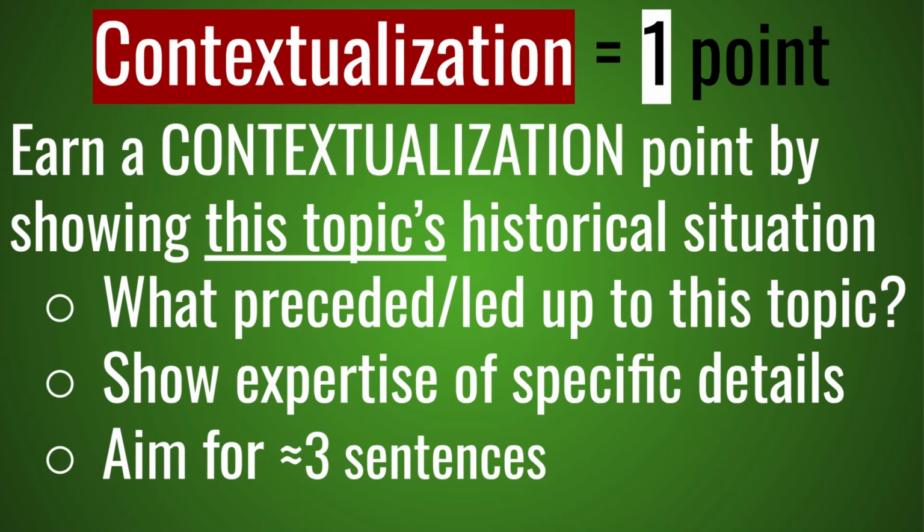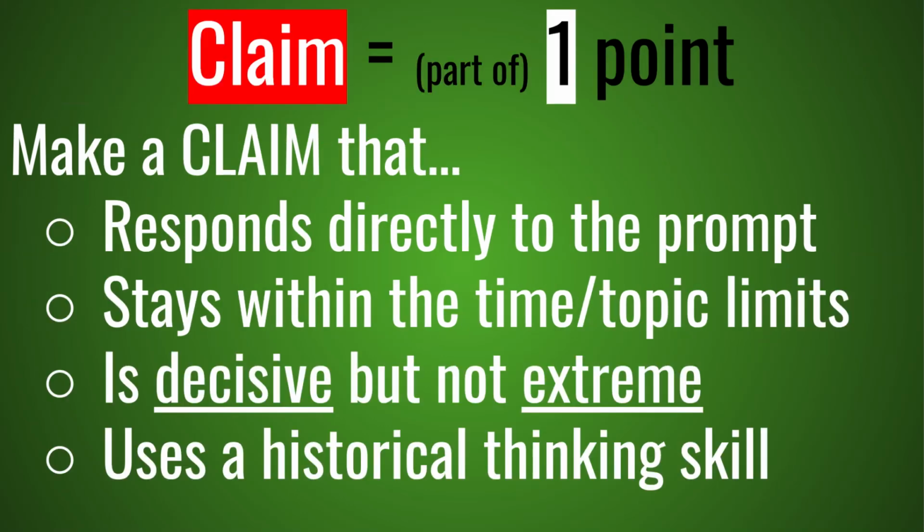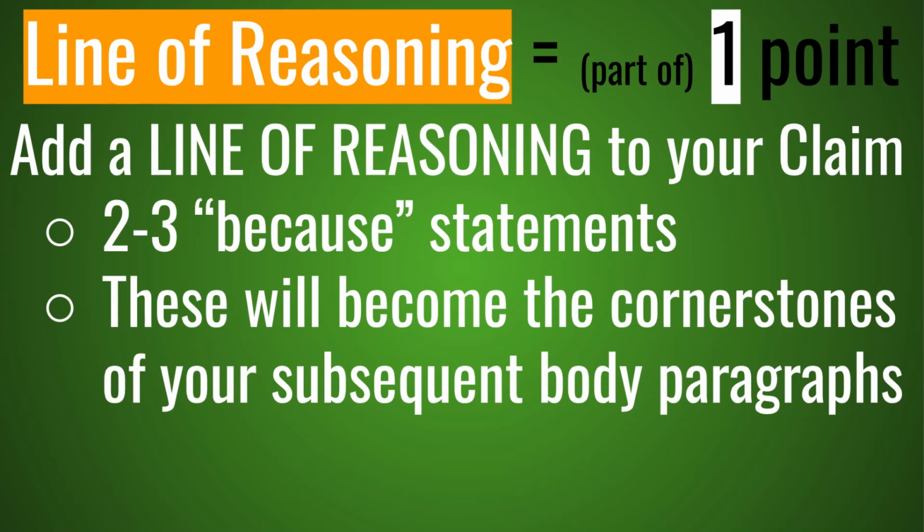Again, don't just say that kings were being aggressive. That doesn't say anything. Give it what kings and in what ways were they being aggressive. Give some examples. Aim for 3-ish, maybe 4-ish sentences here with the contextualization. Then, of course, because of the despite this, introduce a counterclaim, which is going to set up our ability to use that in the documents later, and then make your claim. Stay within the time and topic limits, be decisive but not extreme, and build that historical thinking skill into it. Then because of this and because of that, or as seen in this and as seen in that. Those 2 elements, the claim and line of reasoning combined, are worth a point.